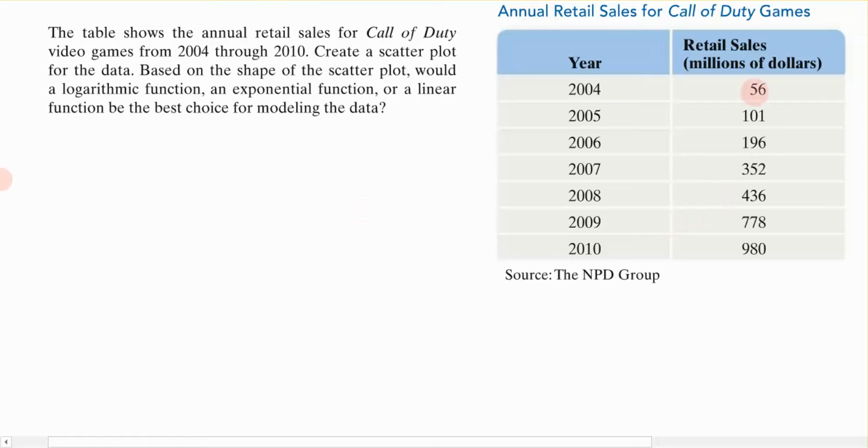So I have a table over here, and this table is showing you the annual retail sales for Call of Duty for these years shown here in the left column. And this is the corresponding retail sales in millions of dollars for each of those years. What we're being asked to do is create a scatter plot representing this data, and decide whether or not that scatter plot looks like a log, exponential, or a linear function, to then come up with the equation for that line.